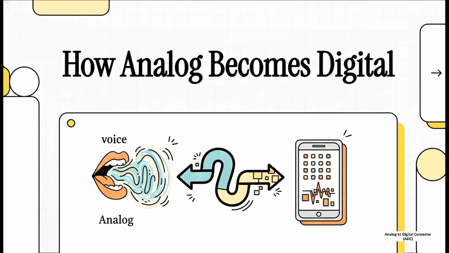Have you ever stopped to think about how your voice, which is just a smooth, continuous sound wave, gets understood by your smartphone, a device that only gets ones and zeros? I mean, our world is totally analog, but all our cool tech is digital. So how do they talk to each other? Well, today, we're going to bridge that gap.